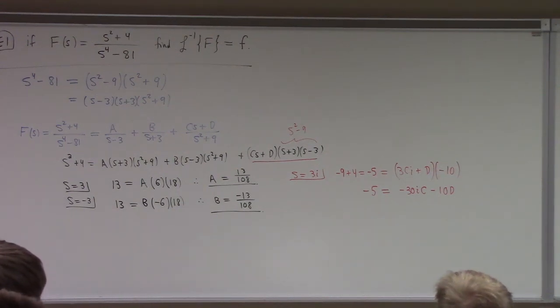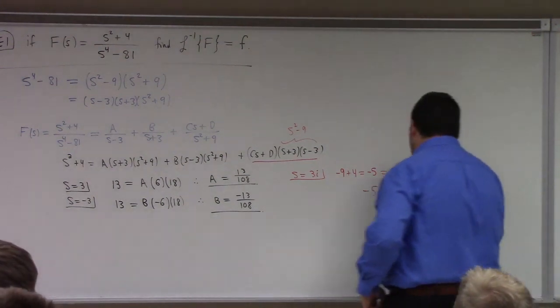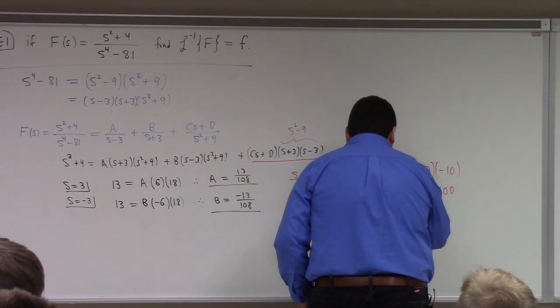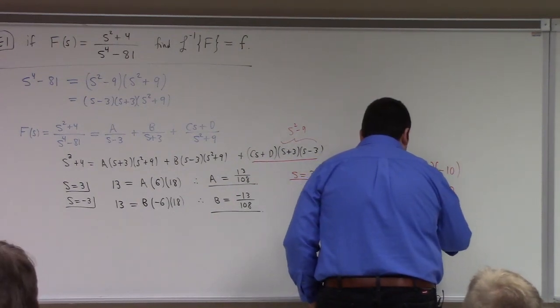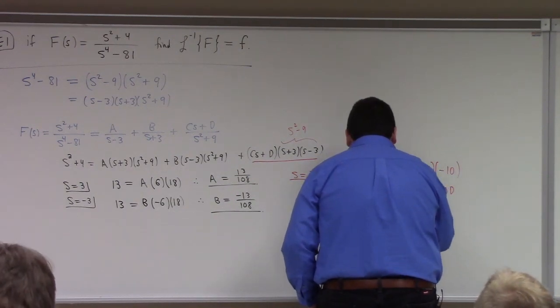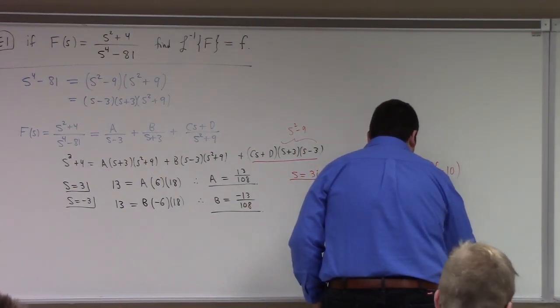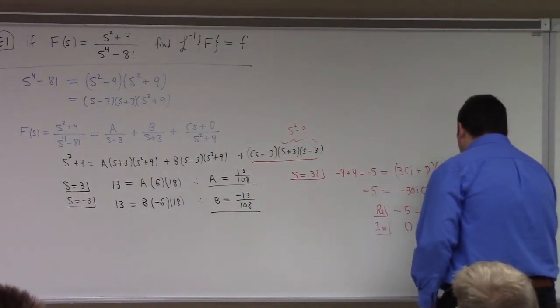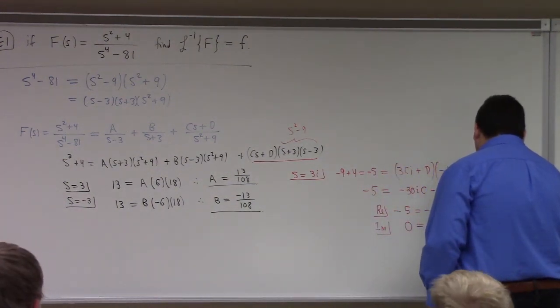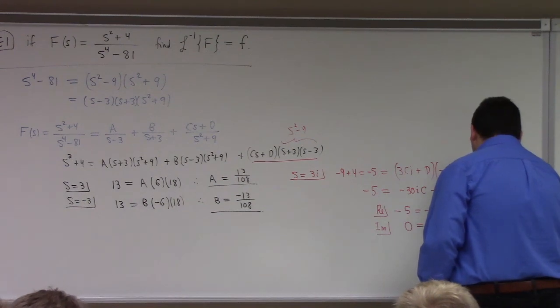Why is this so much better than plugging in a real value? This is a complex equation, and complex equations are two real equations. This is all I need. This immediately tells me from the real part of the above equation that minus 5 is equal to minus 10d, and it tells me from the imaginary part that 0 is equal to minus 30c. So therefore, d is equal to 1/2, and c is equal to 0.